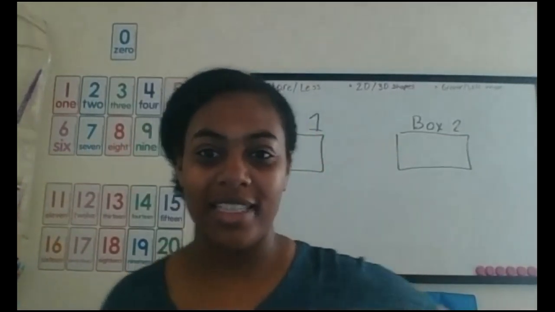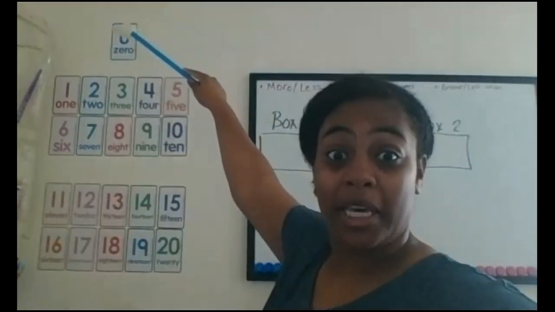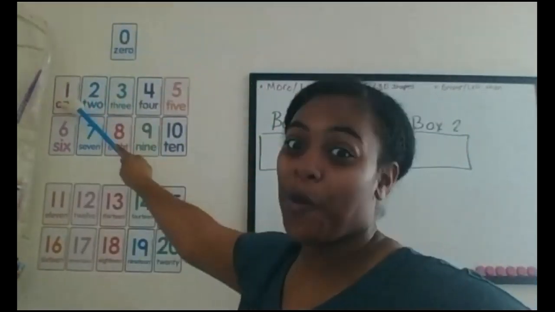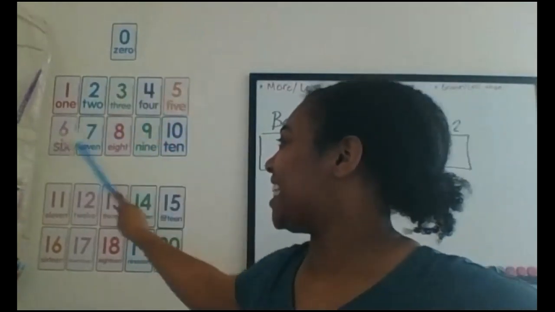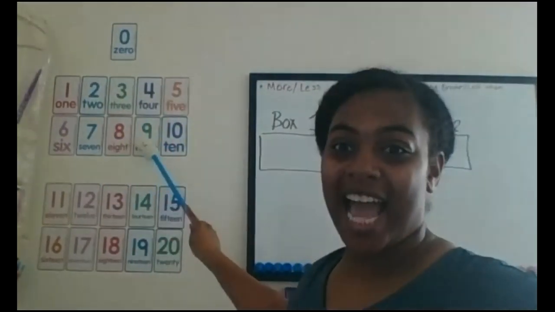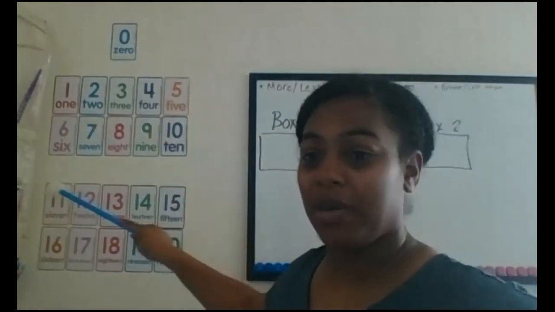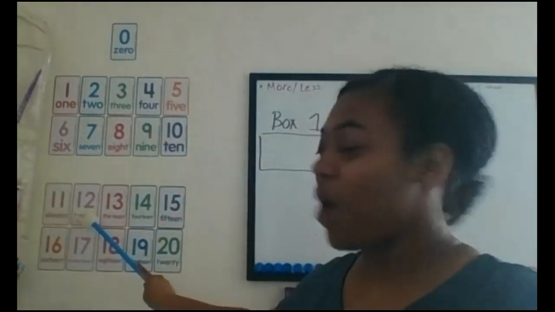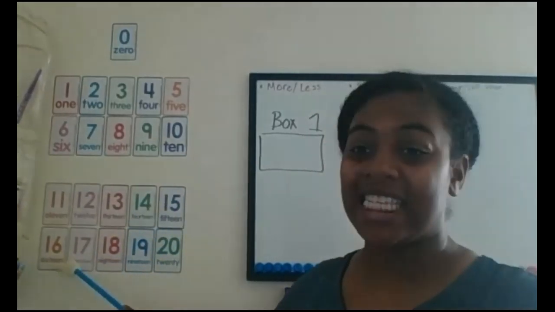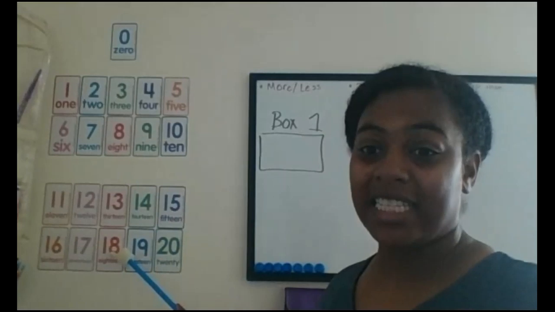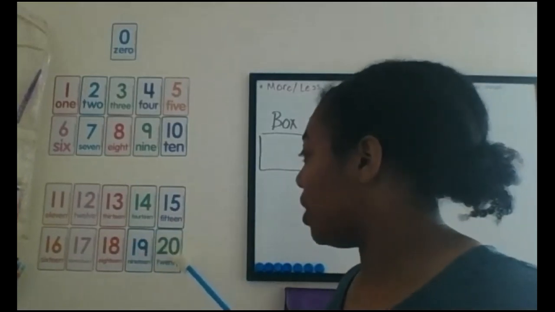Let's start with our counting today. 0 to 20, go. 0, 1, 2, 3, 4, 5, 6, 7, 8, 9, 10. Keep it going. 11, 12, 13, 14, 15, 16, 17, 18, 19, 20.